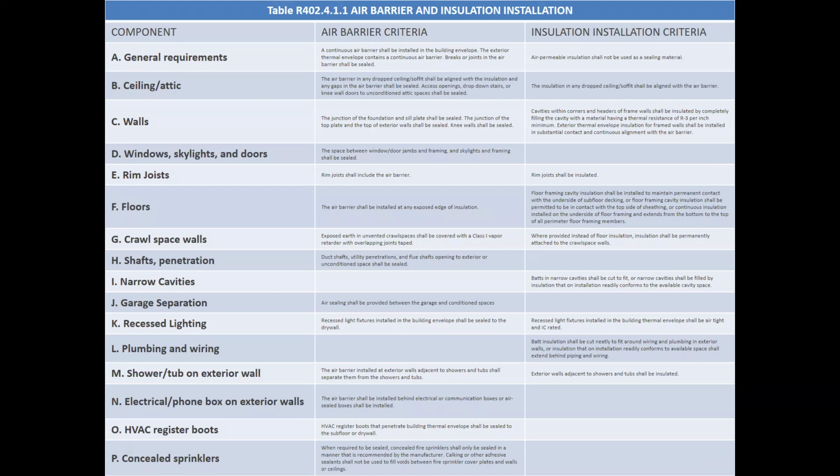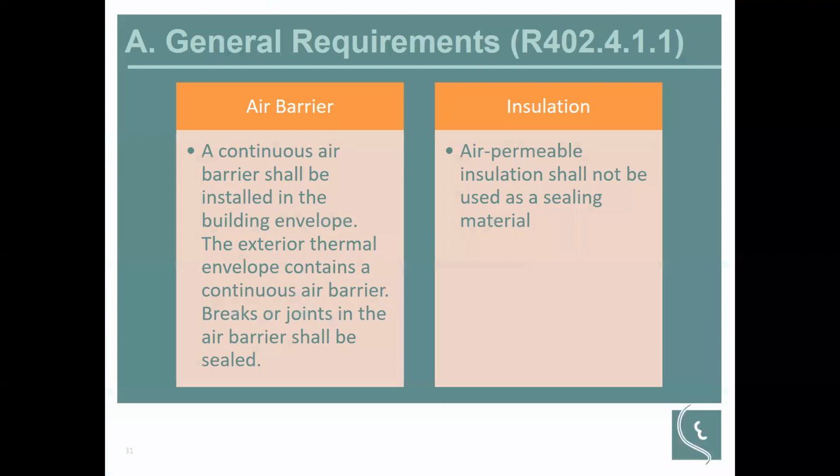This is another table provided in the code, and I realize it's kind of busy, but we'll break this down piece by piece. It is a table going over air barriers and insulation at various components of residential, and many of these are also found in light commercial areas too. As we noted earlier, the air barrier needs to be continuous, and it needs to be installed in the thermal envelope. And really, the air barrier and the insulation should be in intimate contact with one another so that they can help each other become the most effective that they can.